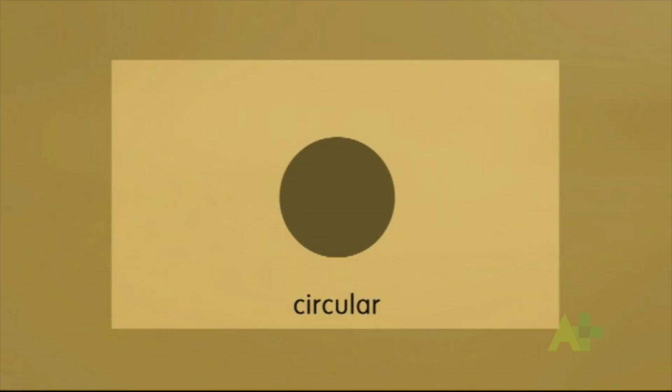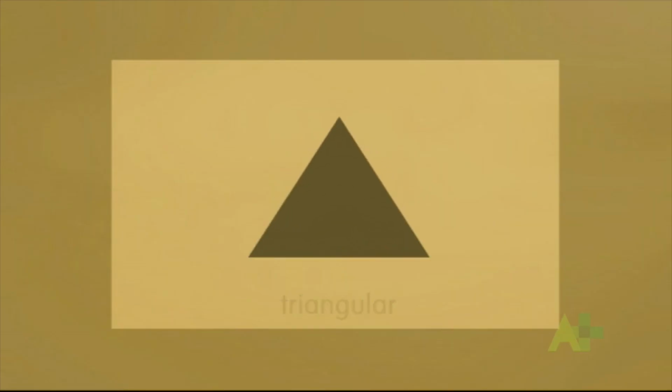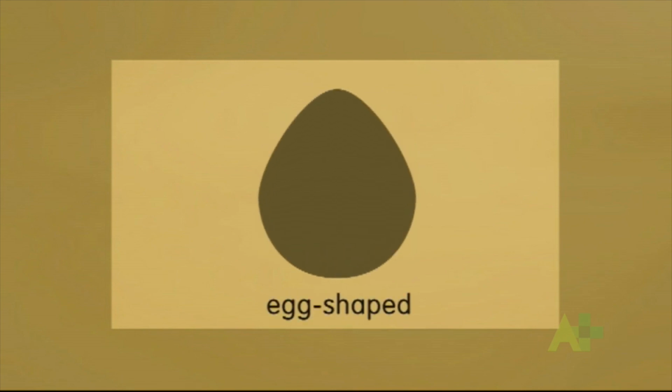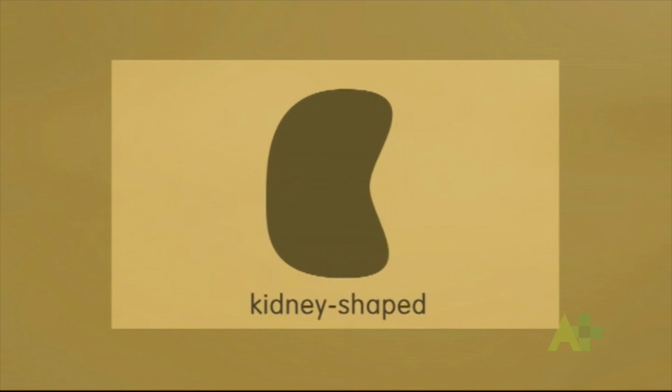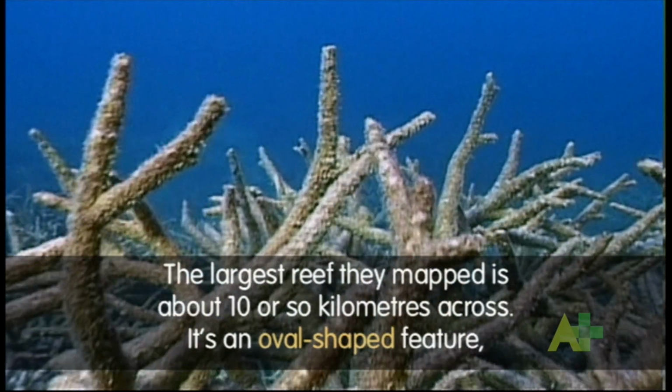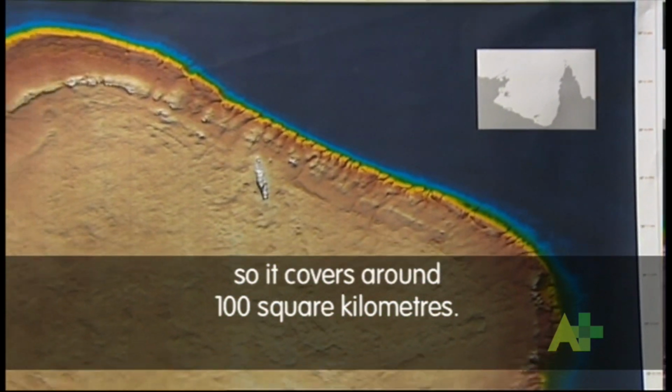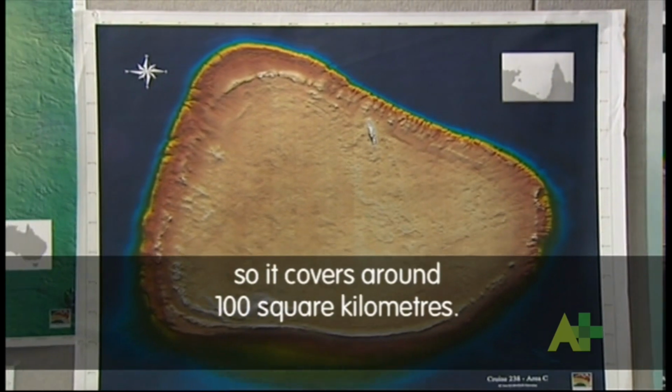To describe shapes, we can say circular, triangular, rectangular, spherical, but we just say square. It's also possible to describe something by saying it's like something common. So we can say something is egg-shaped or kidney-shaped. Listen. The largest reef they mapped is about 10 or so kilometres across. It's an oval-shaped feature, so it covers around 100 square kilometres.